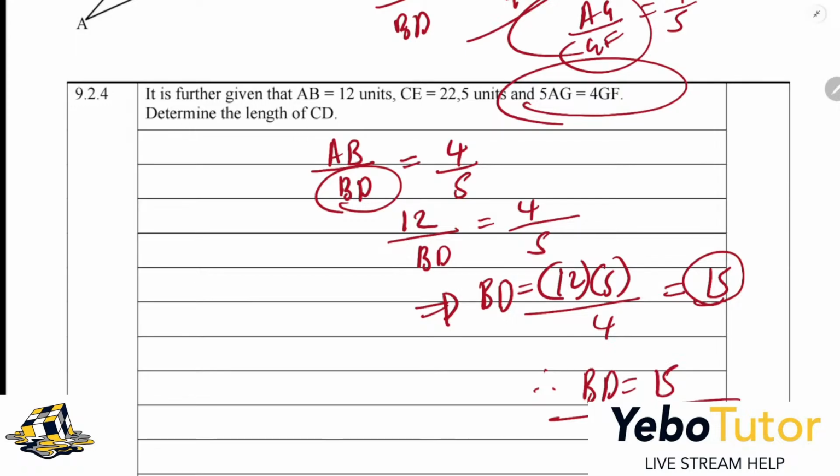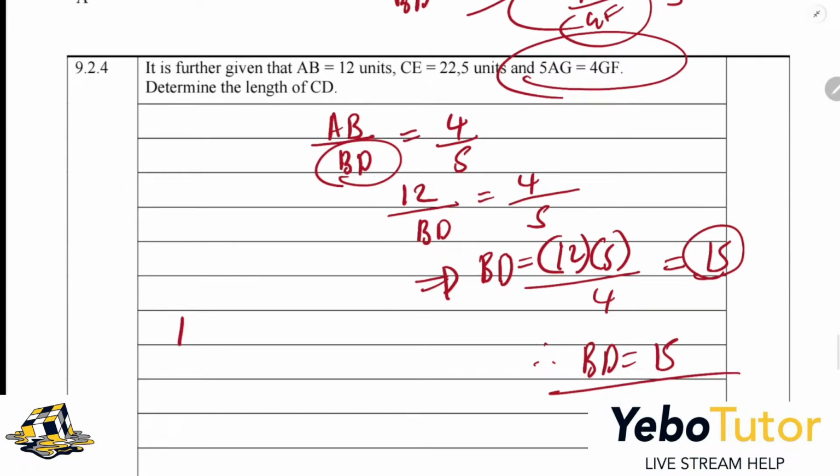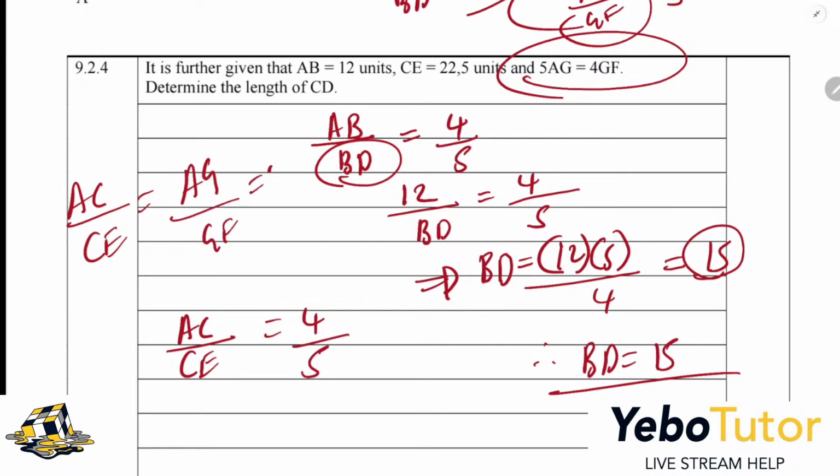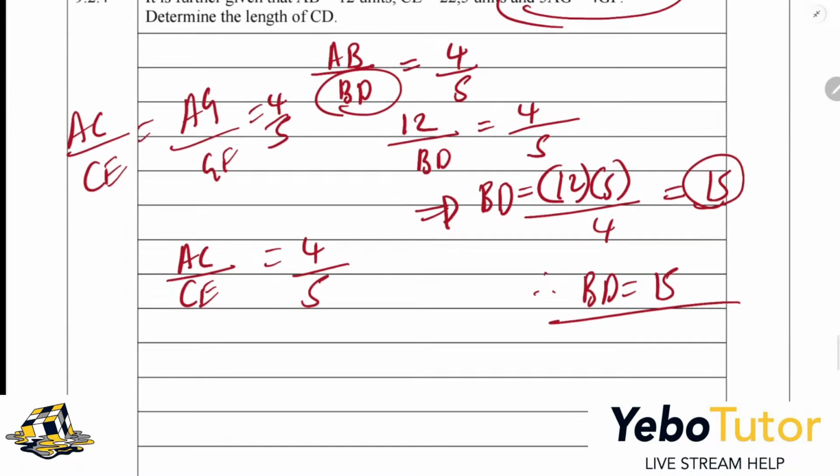Again, we can do the same thing. AC over CE is equal to 4 over 5, because we already know that AC over CE is also equal to AG over GF, which is also equal to 4 over 5. Then we can do the calculation as well. AC over 22,5 is equal to 4 over 5. Then AC will be equal to 22,5 times 4 divided by 5. That should give you 18.